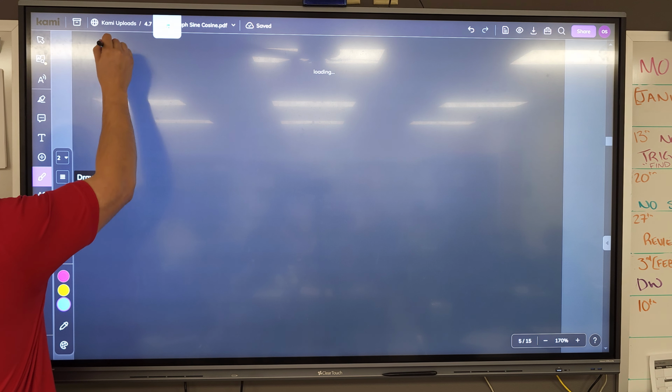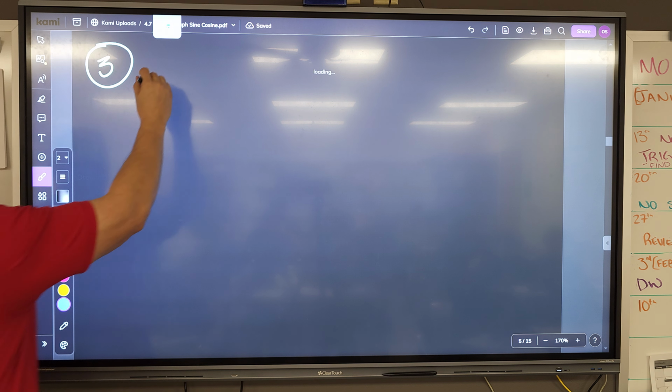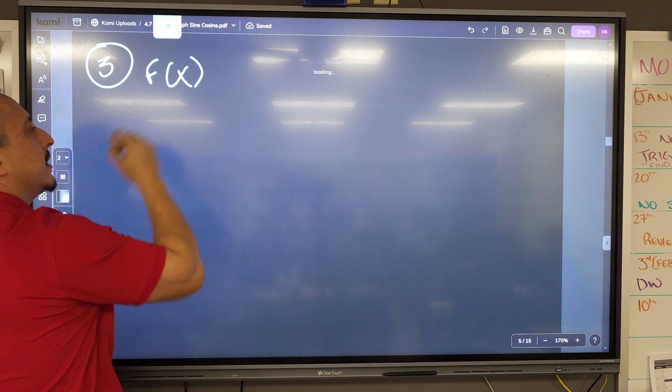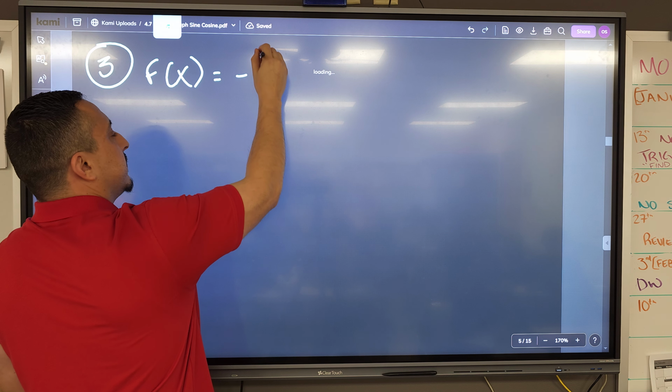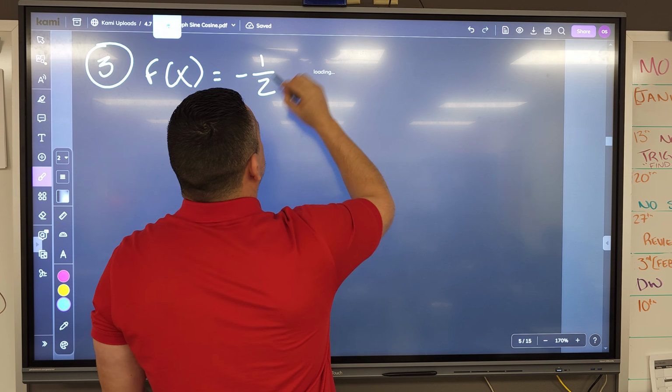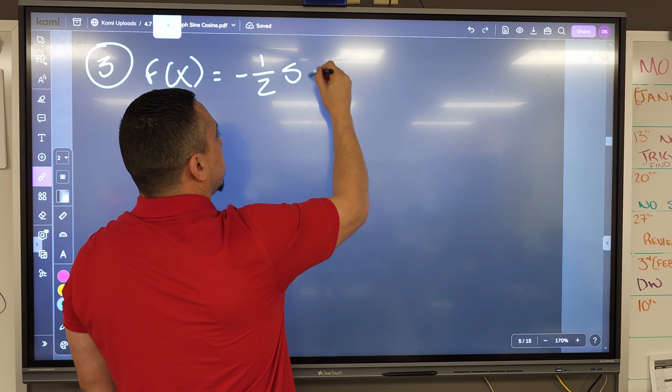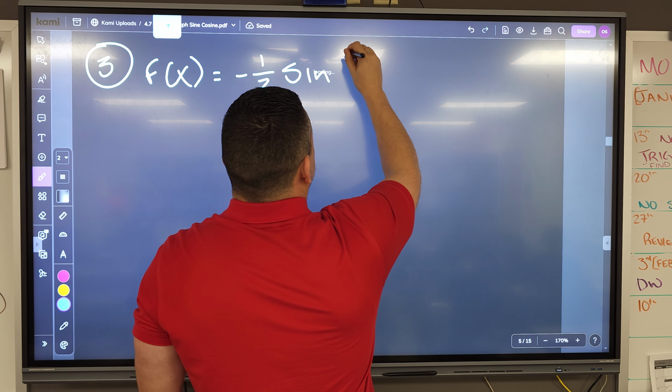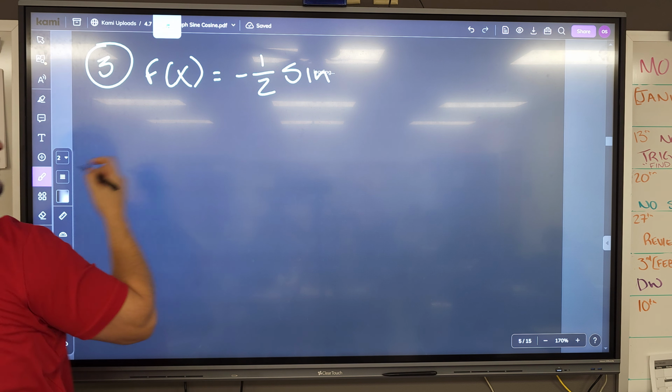Okay, 3. Let's do f of x equals negative 1/2 sine 1/4.